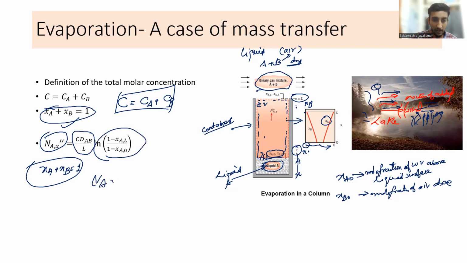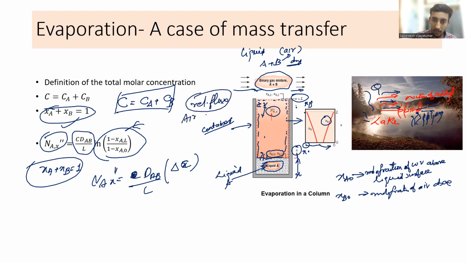So we already know NaX is C DAB by L into delta X, or delta C. That will be the general expression: DAB by L into delta C. So the concentration difference will drive the mass transfer. But see the difference here. Why is it happening? Because the air is flowing, so there will be a relative flux between the air and water species.